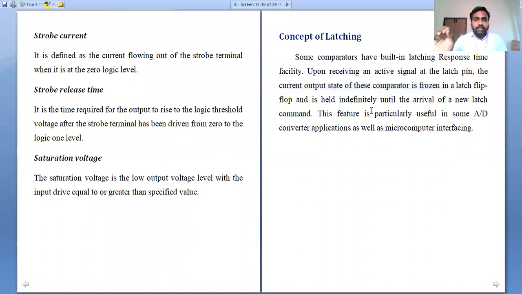This concept of latching helps us in the testing of comparator circuits. It is a feature, or a command, mostly used in analog to digital converters and microcomputer interfacing. Latching is a command signal that we send to the latch terminal. We may have an external latch terminal or an internal latch terminal. Most comparators have an internal latch terminal, while some comparator circuits have an external latch terminal. At this latch terminal we will send a command.